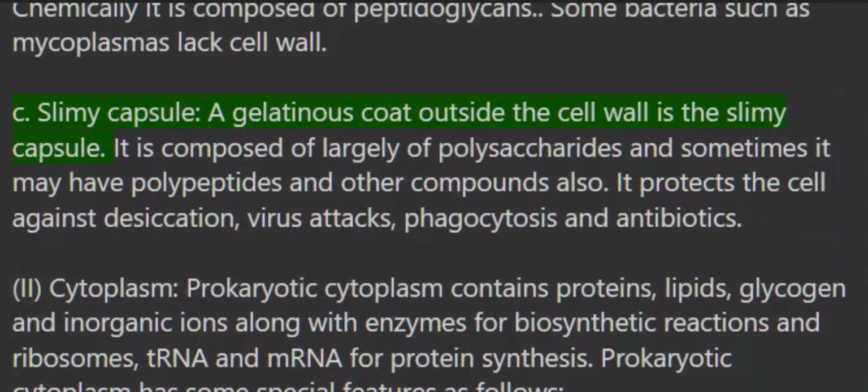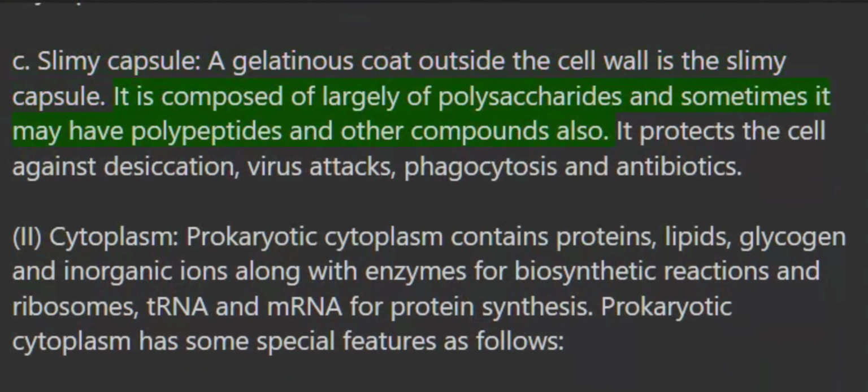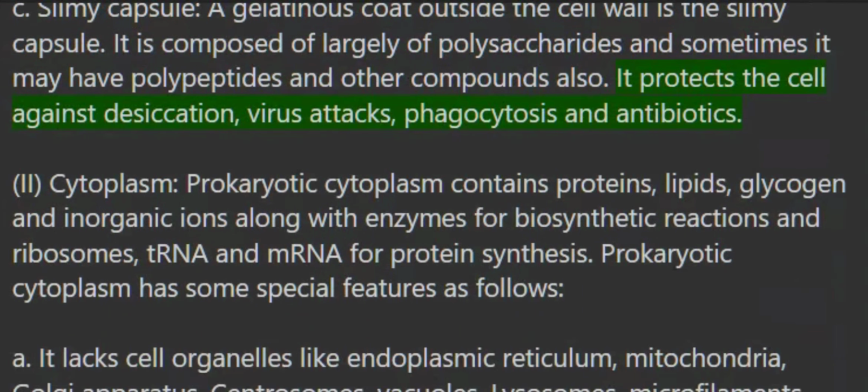C. Slimy capsule. A gelatinous coat outside the cell wall is the slimy capsule. It is composed largely of polysaccharides and sometimes it may have polypeptides and other compounds also. It protects the cell against desiccation, virus attacks, phagocytosis and antibiotics.